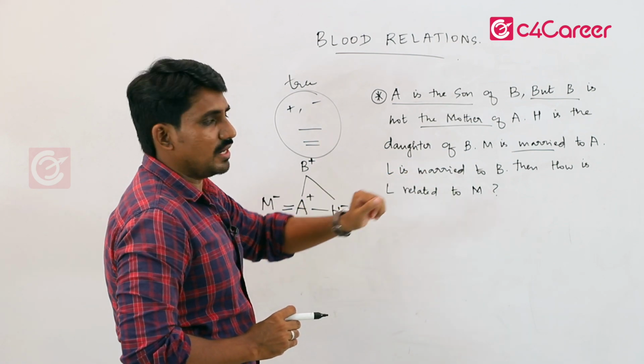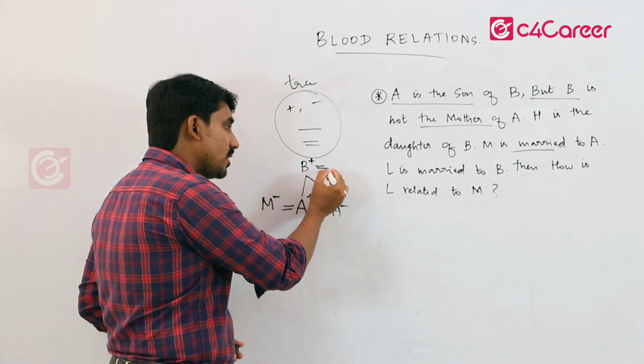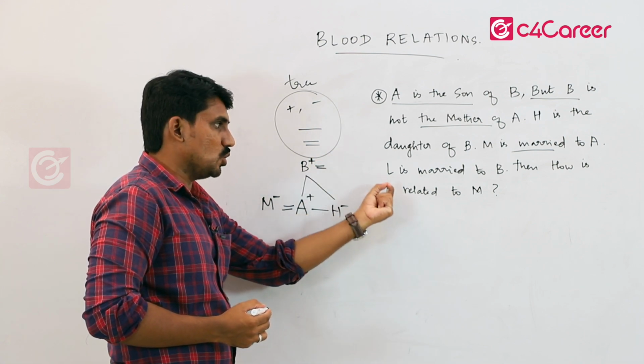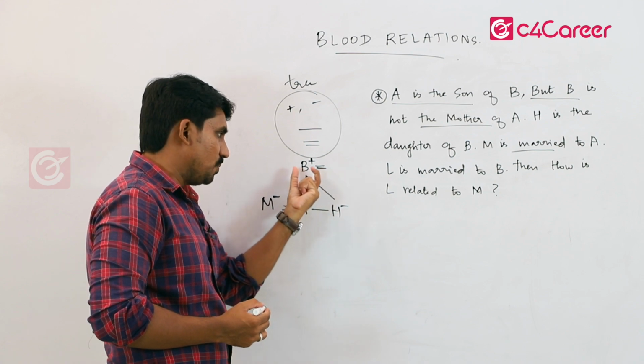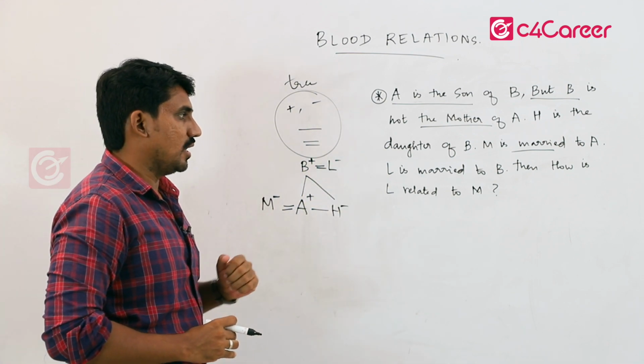Then, L is married to B. Again, B is already in our chart, so we add L there. B is married to L, or L is married to B. Therefore, B plus, double dash, L minus.